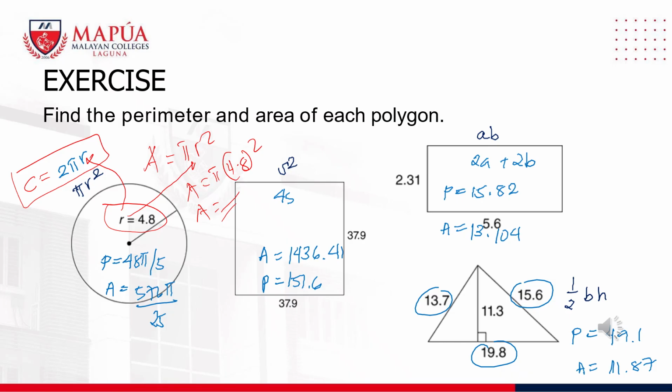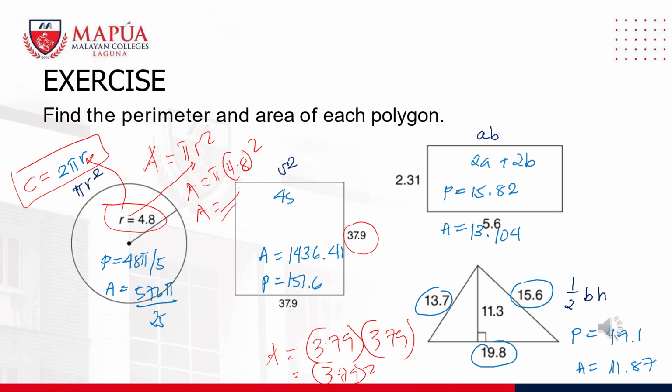Here we have a square. If the side of the square is given as 3.79, the area is simply 3.79 times 3.79, which is equal to 3.79 squared.